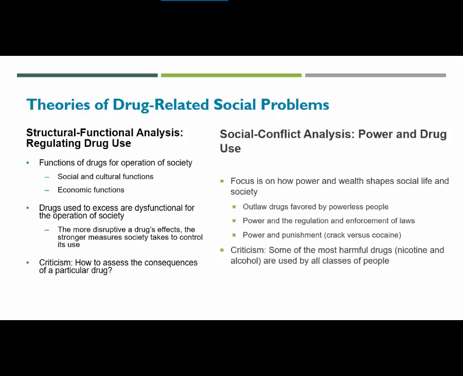Switching now to the theoretical perspectives, I'm going to move through these, as always, pretty quickly. Structural functionalists, when they analyze drug use through a structural functionalist lens, note that there are some legitimate functions of drugs for the operation of society. They serve both economic functions as well as social and cultural functions. However, they also note that drugs used to an excess are dysfunctional for the operation of society, largely because of those correlates to other social problems that we discussed.